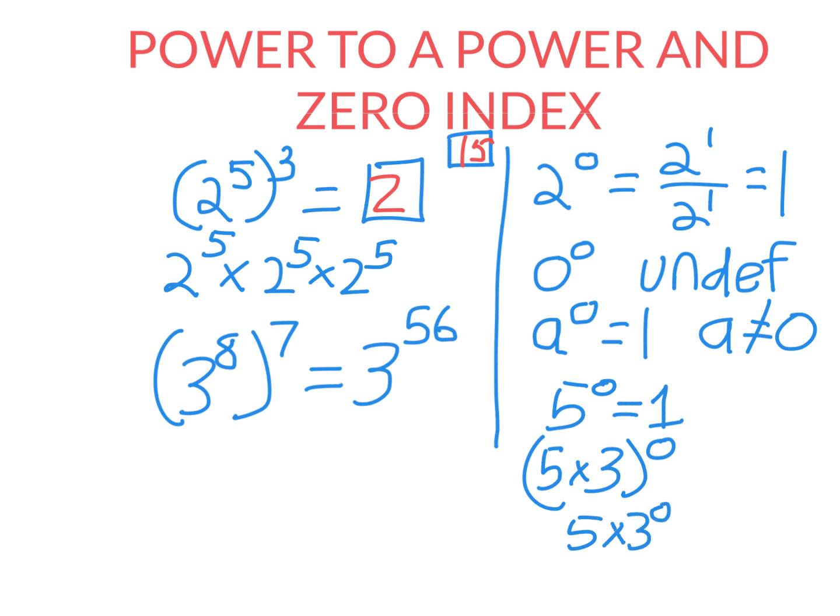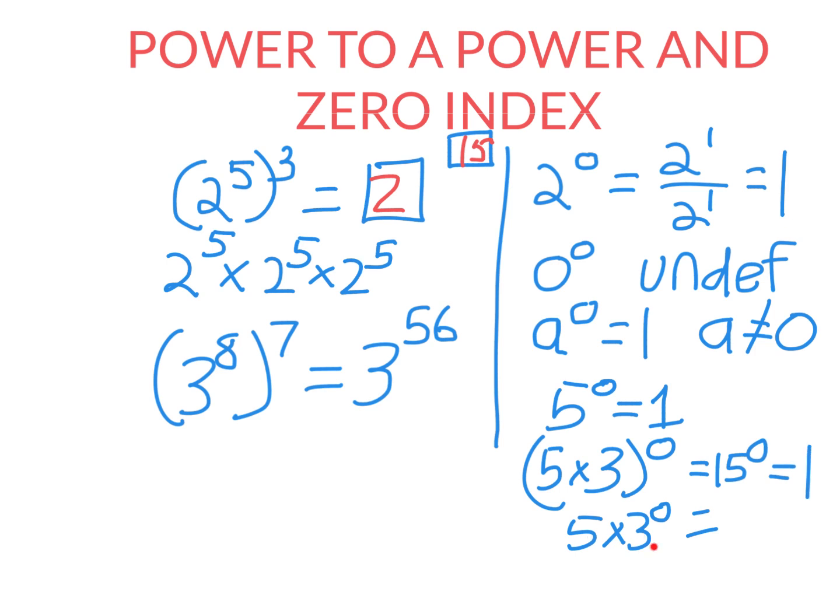Now, here we need our order of operations that we've previously learnt. See, BIDMAS says brackets, index, division, multiplication. So we have to follow that order of operations. In this one, we do the brackets first. What's in the brackets is times. 5 times 3 is 15. So this is 15 to the power of 0, but anything to the power of 0 is 1.